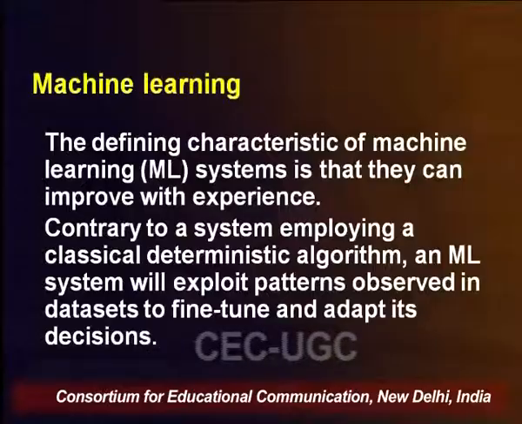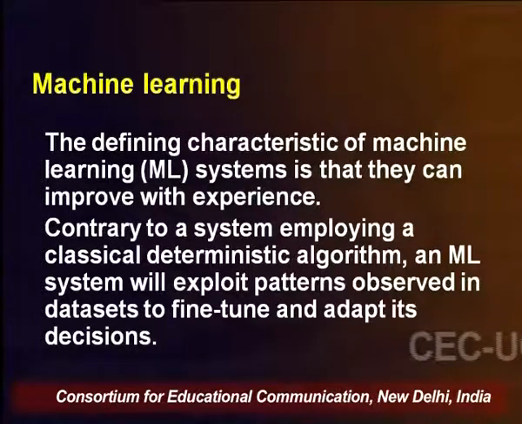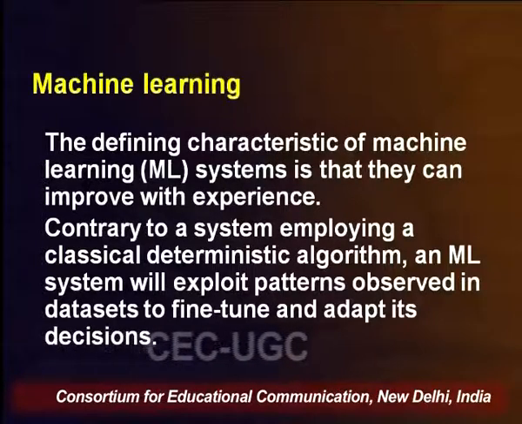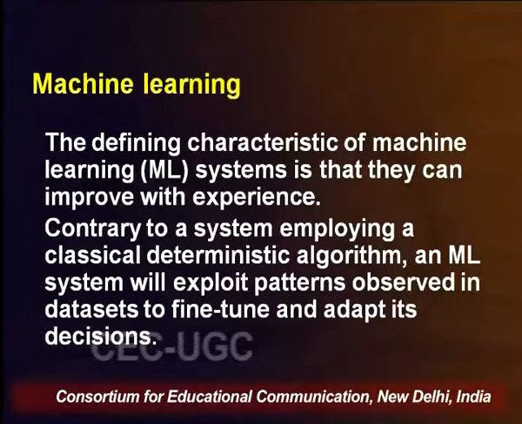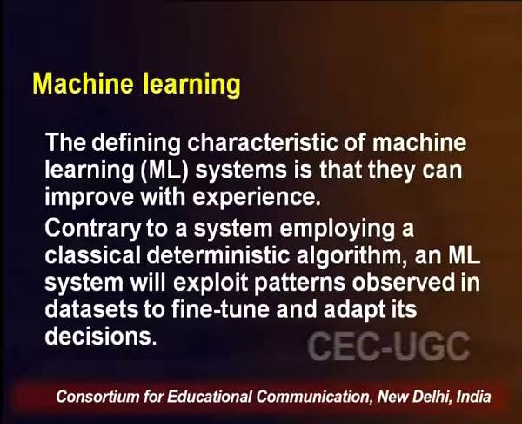Machine learning is one of them. So first let me define what machine learning is. What is the machine learning system doing? It improves with experience, meaning their algorithms take experience into consideration. Contrary to a system employing a classical deterministic algorithm, an ML algorithm exploits the patterns observed in datasets to fine tune and adapt its decisions. So it improves the analysis in addition to our normal routine deterministic ways.